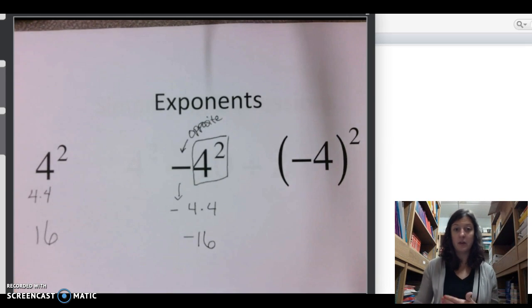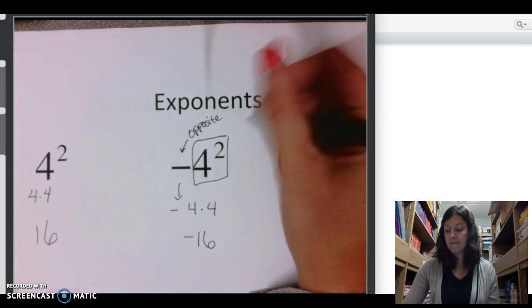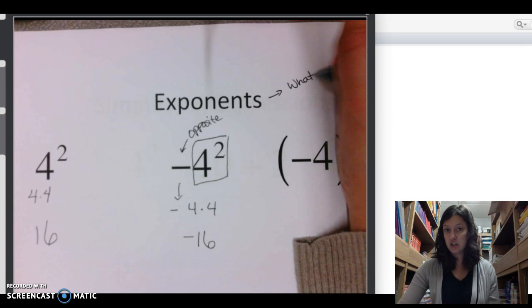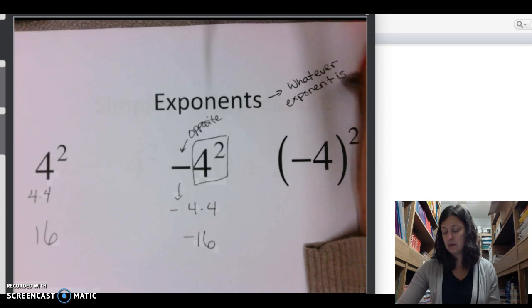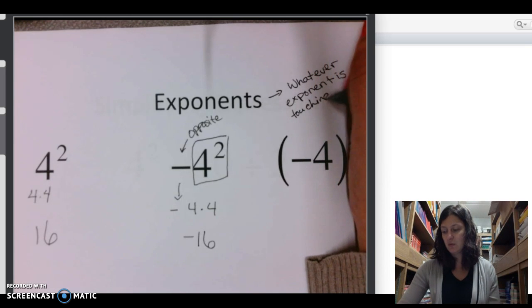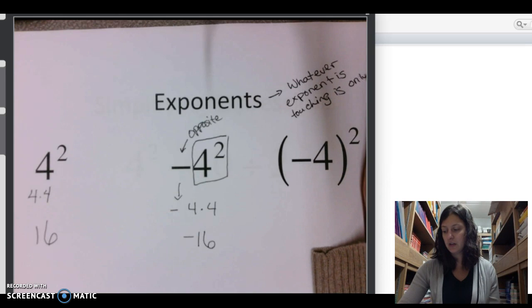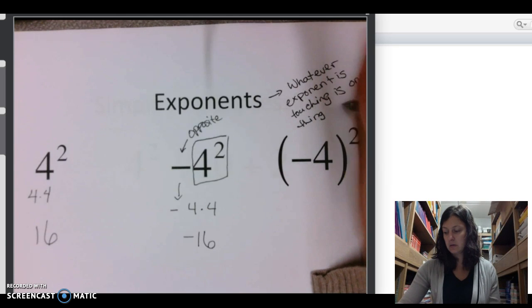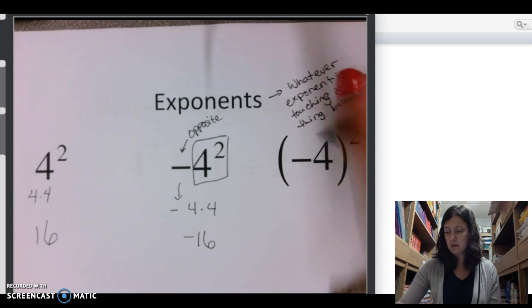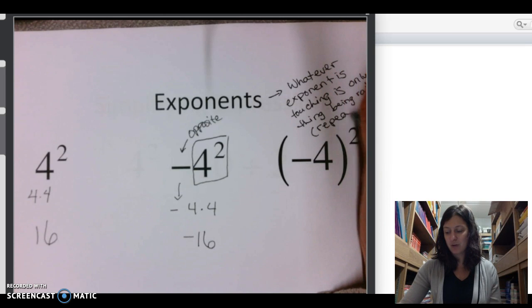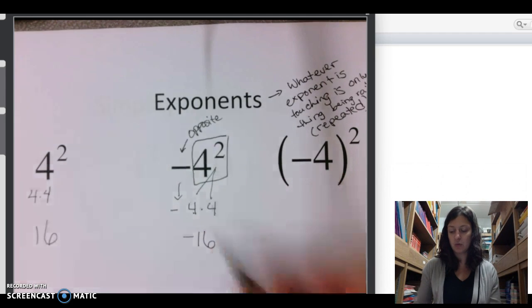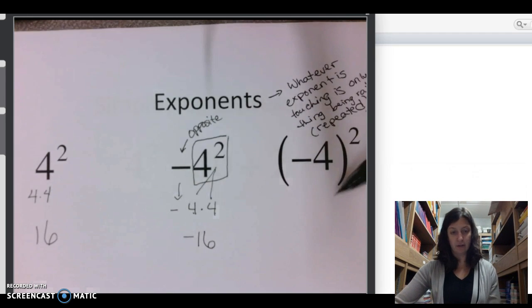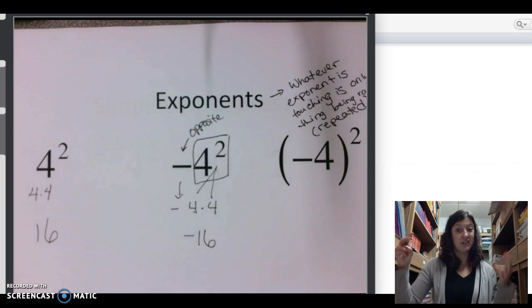You have to be very careful that whatever the exponent is touching is the thing that's being repeated, is the only thing being raised to the exponent. Or it's repeated, but that's a bad word for it, but I'm going to use it for now because that's what it means. Like, boom, boom, like I doubled it because that was 2. If it was 3, you would write it 3 times. But again, that's the only thing being repeated.